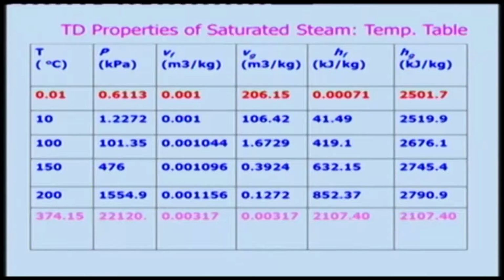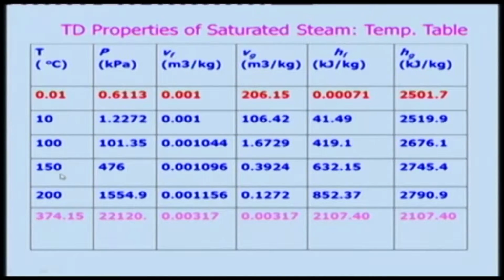So, let us look at another table that we will be using, we call it the temperature table for saturated steam. Here, what is given is the temperature and the corresponding saturated pressure. The first one I have given here is 0.01 degrees Celsius and pressure is 0.6113, and these are the specific volume of the liquid and specific volume of the gas, and enthalpy of the liquid, enthalpy of the gas. So, this is basically the triple point case.